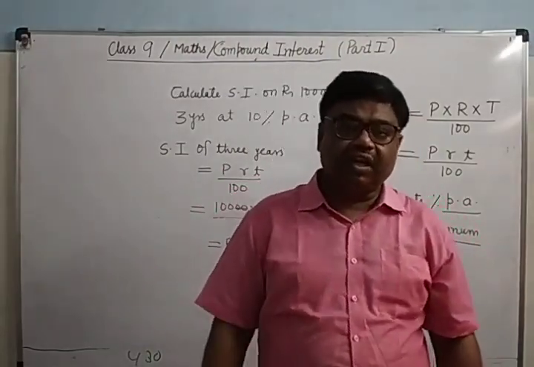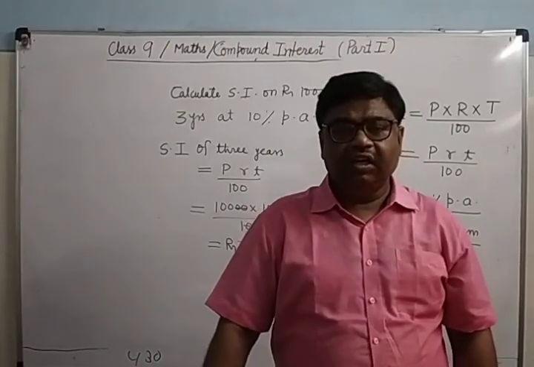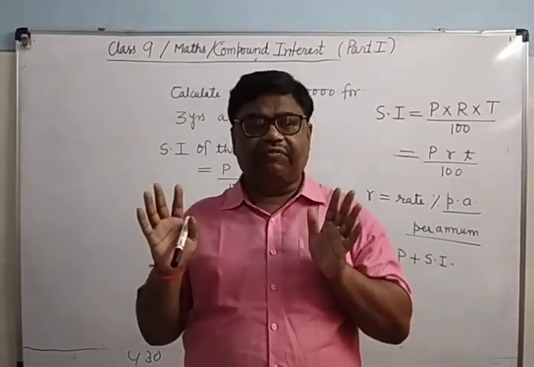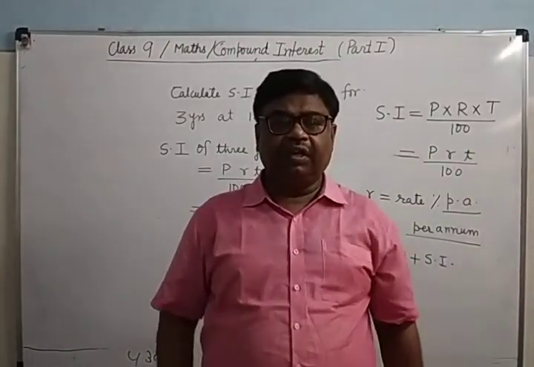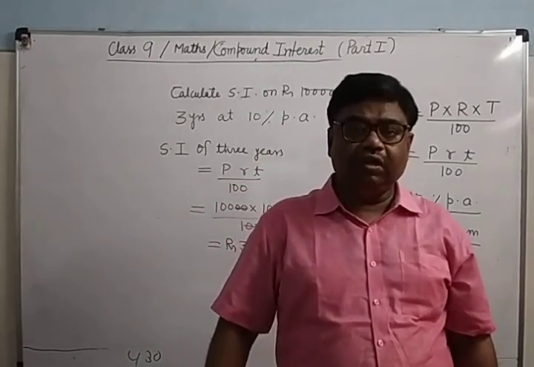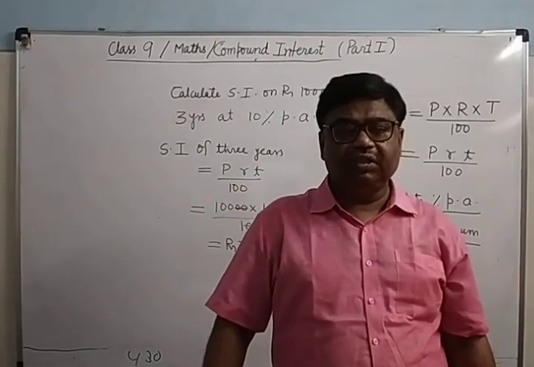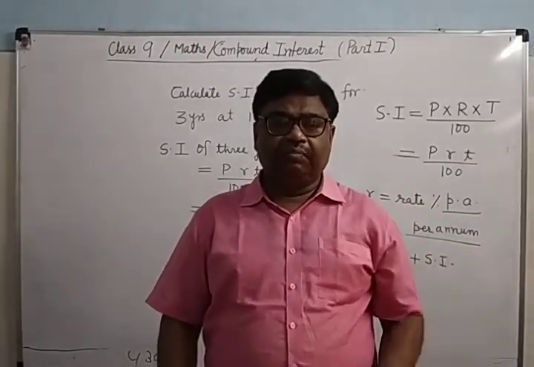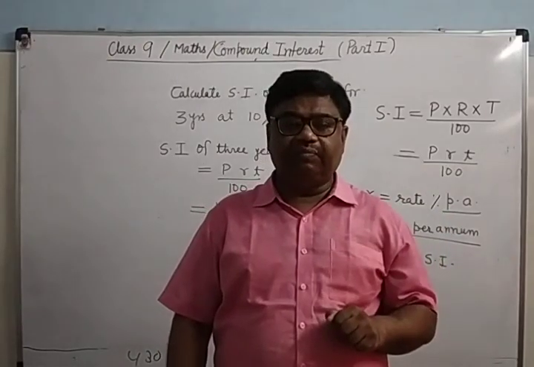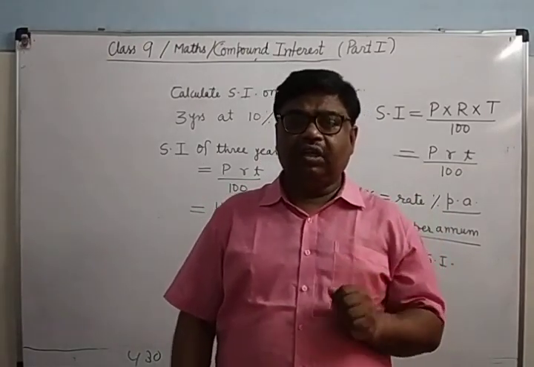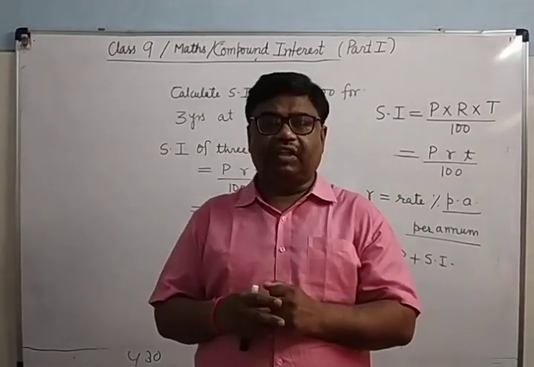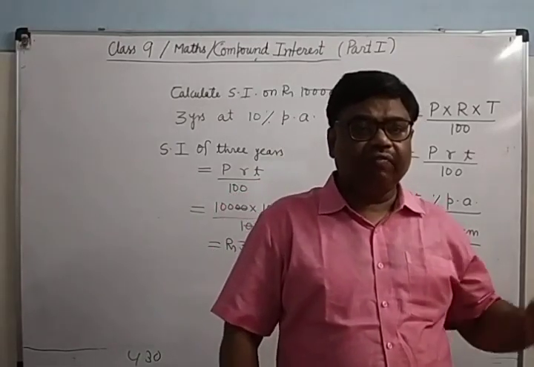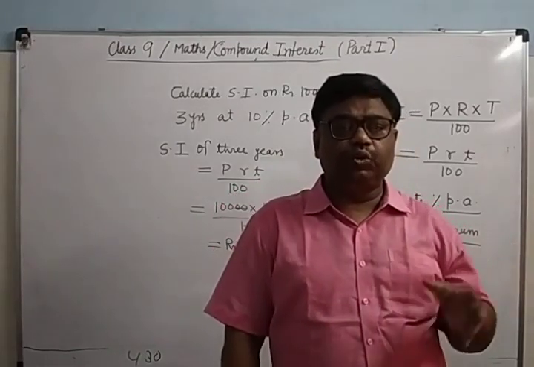But what happens in compound interest? In compound interest, the principal for each year will be different. It will not be the same. Usually there will be a growing principal. Growing principal means year after year the principal keeps on growing. Suppose the principal for this year is rupees 10,000, then in the next year it may be 11,000, and for the next year 12,000, like that. The principal of every year will be different. Usually it grows.